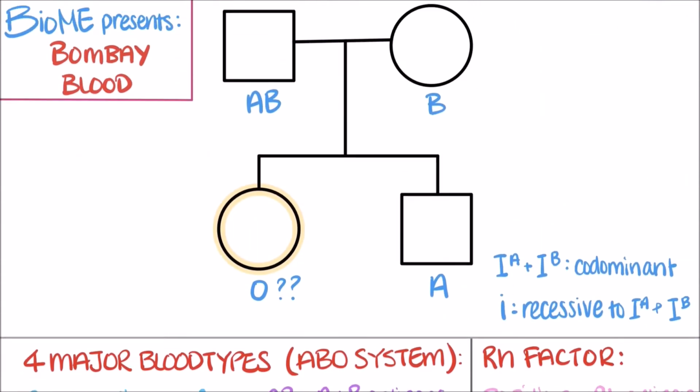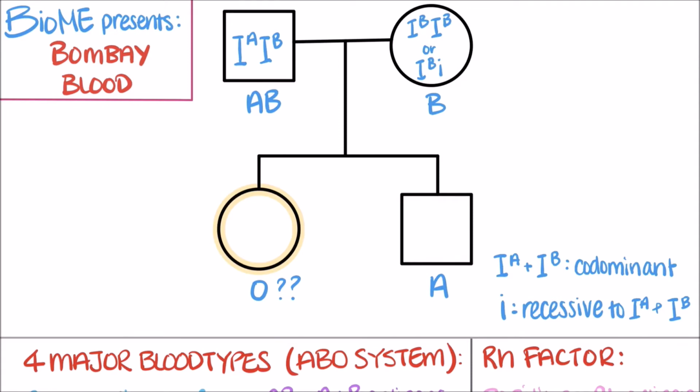So, let's go back to our pedigree and see if we could assign some genotypes. We could assign the father's genotype right away, since we know that AB blood must have one A allele and one B allele to result in the co-dominant phenotype. For blood type B in the mother, there are two possibilities. Either she is homozygous B, meaning that she inherited the B allele from both of her parents, or she is heterozygous, meaning she inherited one B allele and one O allele.